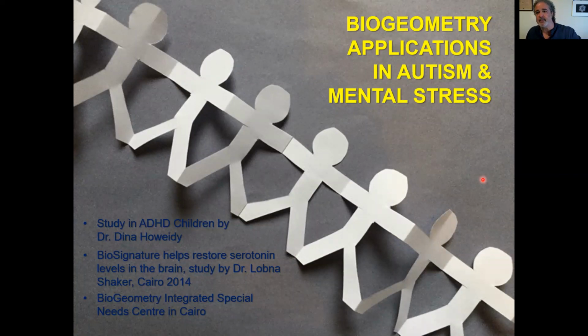This is biogeometry applications in autism and mental stress. I'm sure I don't need to tell you why this is important, because the incidences today of people, especially children, being born in the autistic spectrum is dramatically increasing. ADHD is all over the place. And of course, mental stress is increasing everywhere because of the conditions of the fast modern society and the electronic modern society. And we will look at 3 studies here.